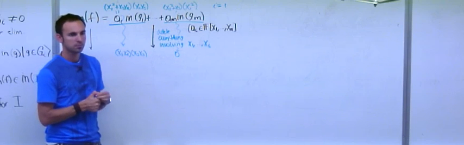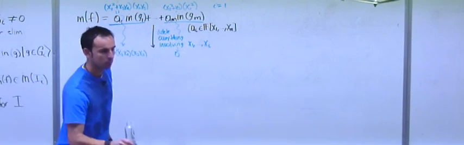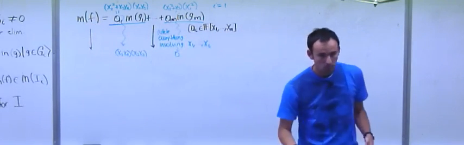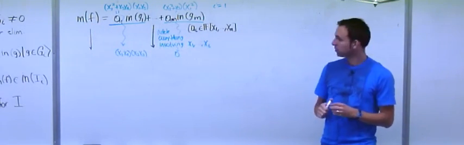Yeah? F is a polynomial in your I. Mm-hmm. But when you say in F, that's just the first monomial?